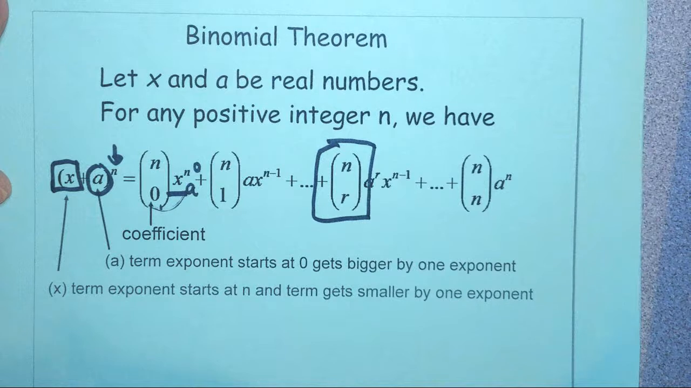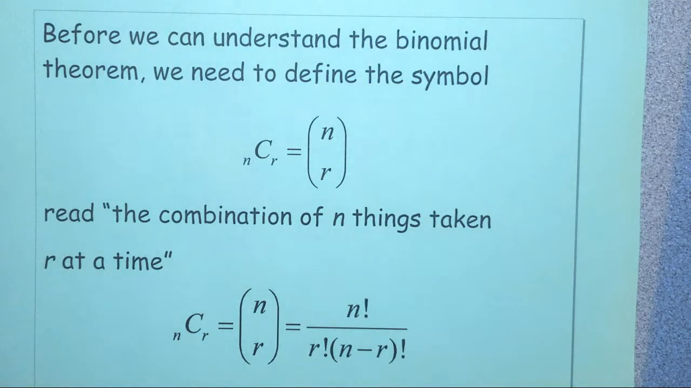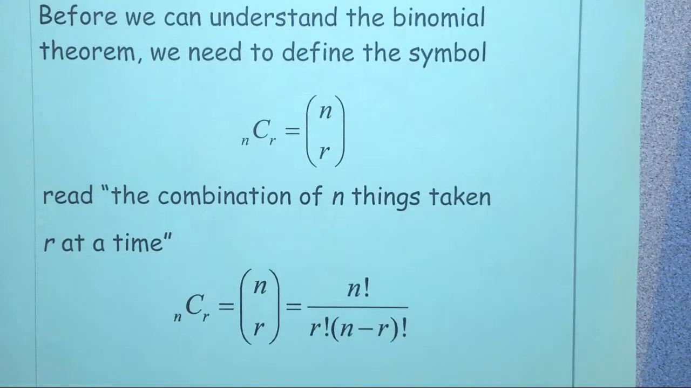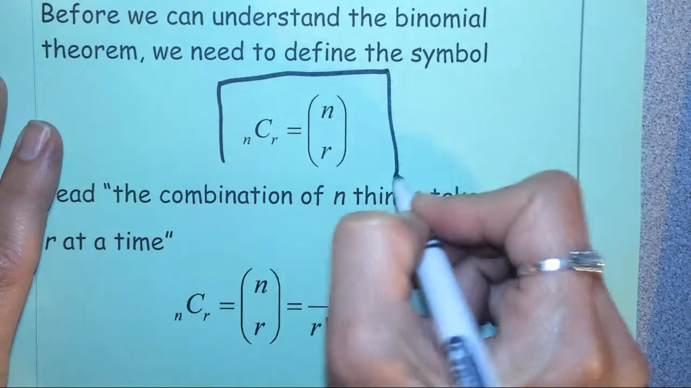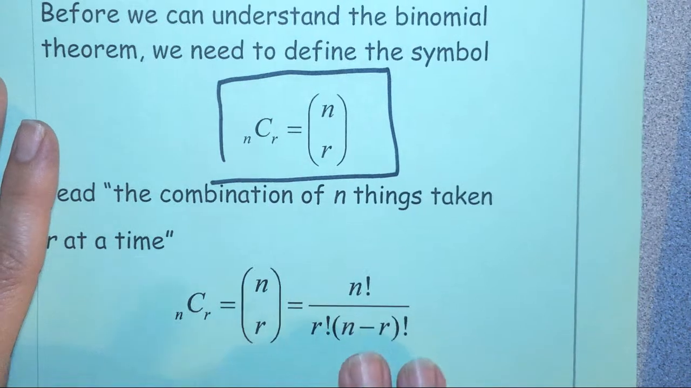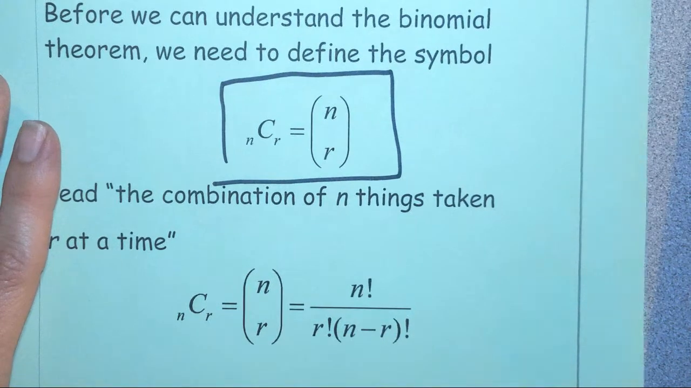Before we can go through the pattern, we have to understand what this part of the pattern means. N choose R. N choose R is a way of doing combinations, and the formula is actually n factorial divided by r factorial times n minus r factorial. You don't need to worry so much about this part. We just need to make sure you can type this in your calculator. When you get to your stat class, you'll talk more about that.